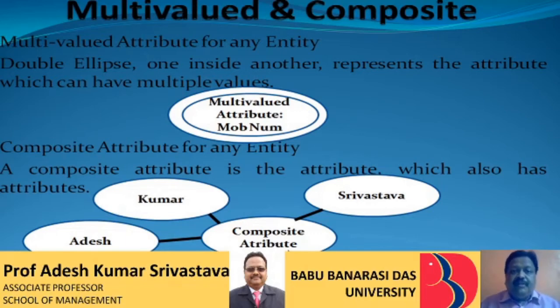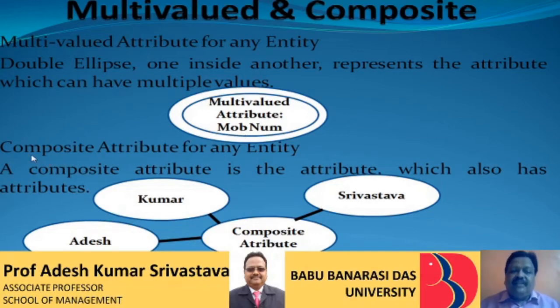If multiple values are there in any attribute, this will be represented by a double ellipse. For example, a mobile number may be a multi-valued attribute, because nowadays a person may have more than one mobile number. It is very natural. So if there is an entity in which you have to write the mobile number as an attribute, there may be more than one mobile number in any case. That will be a multi-valued attribute, one that has more than one value.